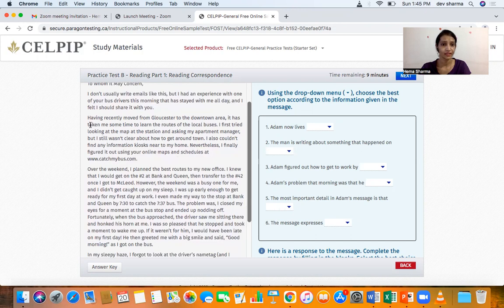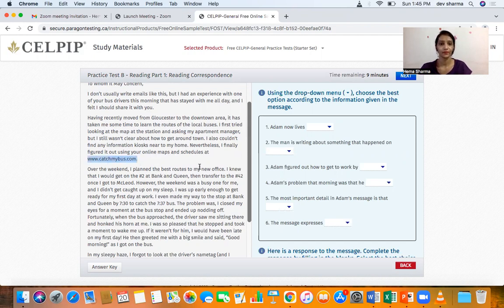Now let's read this paragraph. Having recently moved from Gloucester to the downtown area, it has taken me some time to learn the routes of the local buses. I first tried looking at the map at the station and asking my apartment manager, but I still wasn't clear about how to get around town. I also couldn't find any information kiosk near to my home. Nevertheless, I finally figured it out using your online maps and schedules at www.catchmybus.com. So here we have got the name of the company.